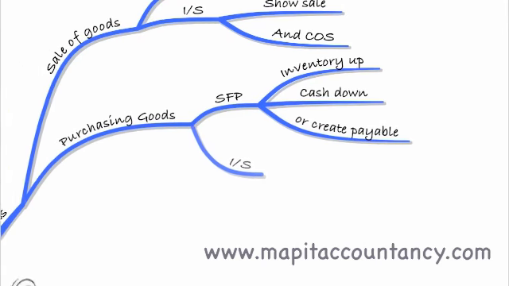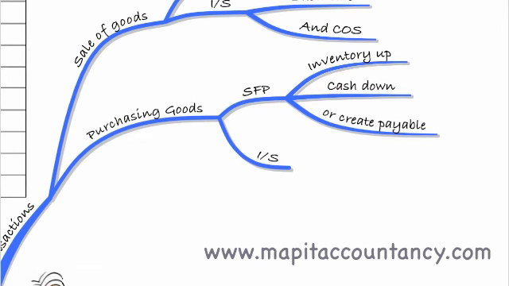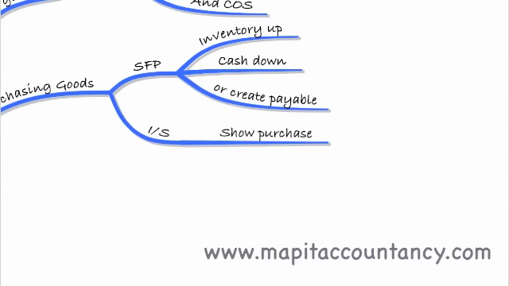So when it comes to the income statement for purchasing goods, well, we'll have to show that purchase on the income statement because that's the movement in the year that we'll be interested in showing.